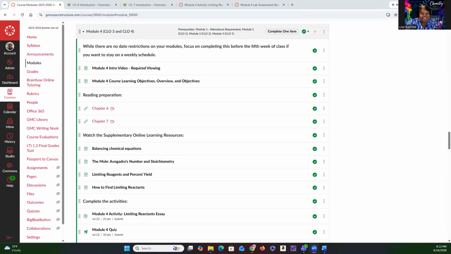While there are no date restrictions on your modules, focus on completing this before the fifth week of class if you want to stay on a weekly schedule.